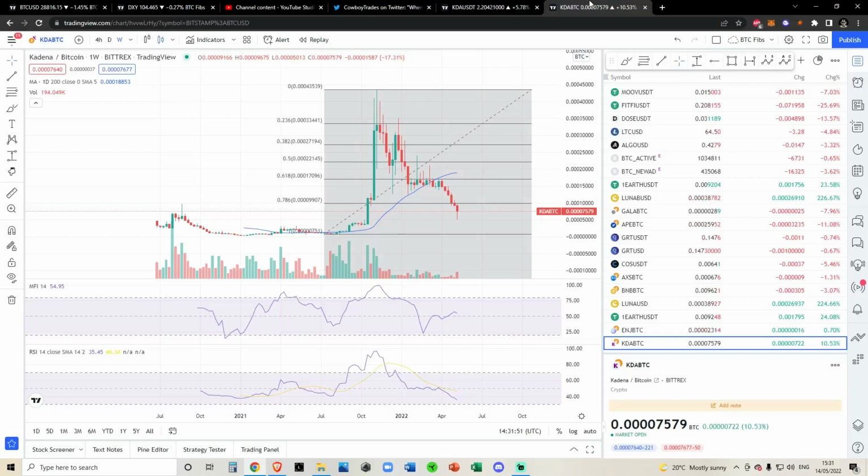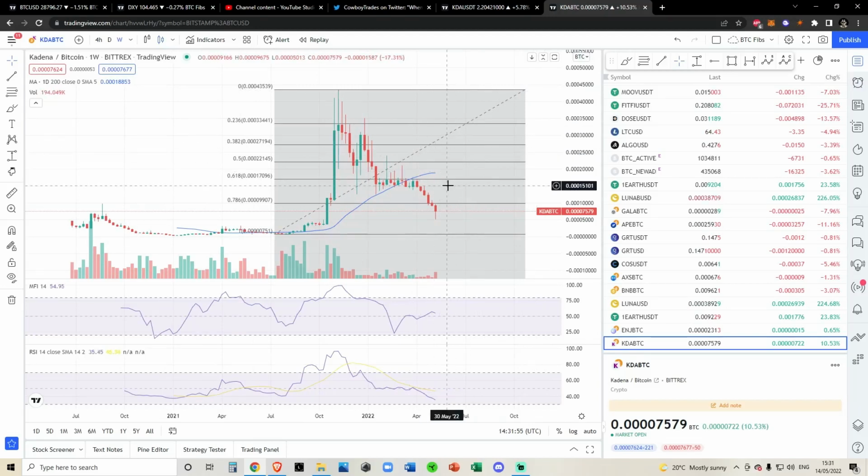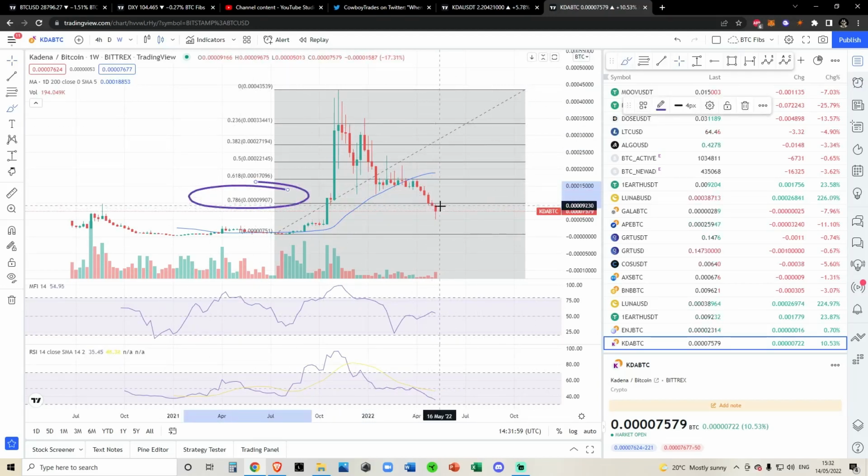Looking at Kadena versus BTC, the number one thing I want to highlight on this is we are very clearly bearish. This is a trend best defined on the weekly. 786 is here. You have a weekly close below the 786, you're bearish, you invalidate the trend. We've clearly already done that.